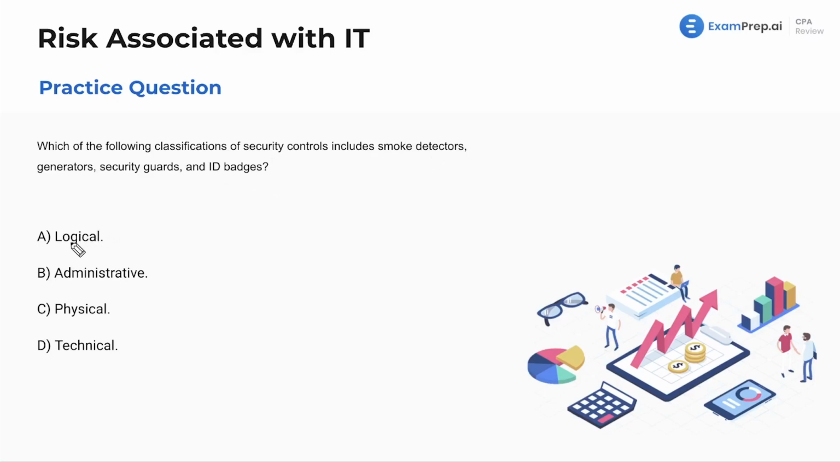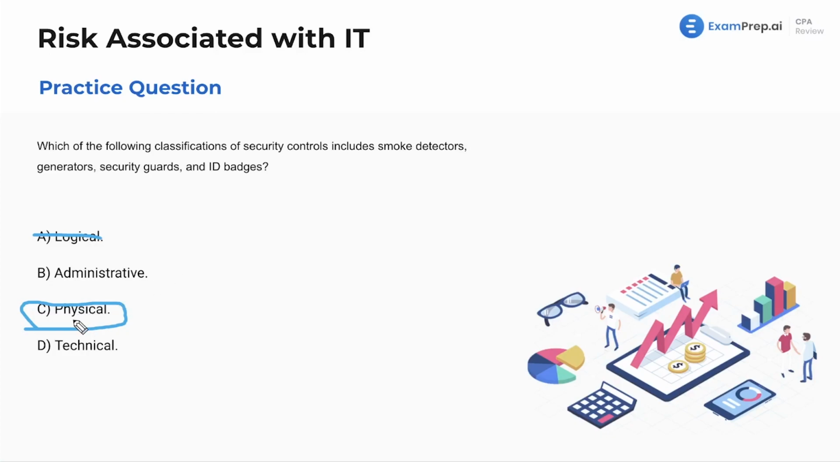Is it logical? Maybe it's logical to have all of these, but that's not really what we're getting at here. Administrative, we would see things, again, more in the administrative world. It's really the best answer here is physical, right? These are physical items that make up the firm's physical security. This is all physical security.